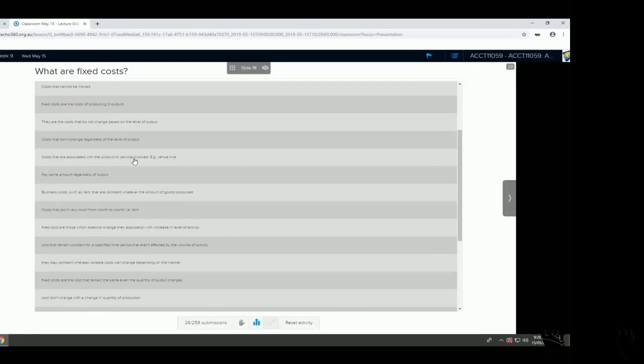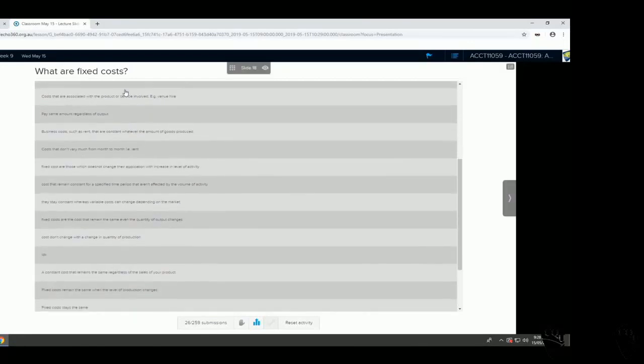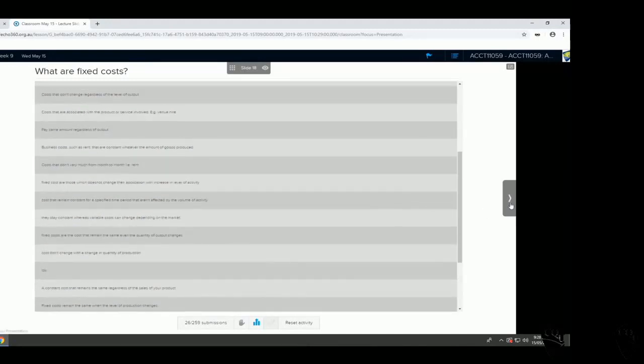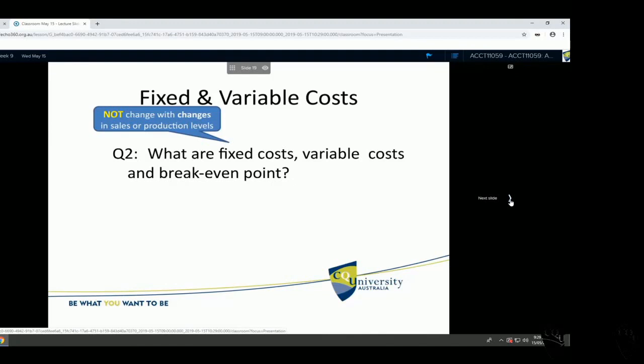Costs that are associated with the product or service involved. There'll be variable and fixed costs involved with products or services. Pay the same amount regardless of output. That's right. So people are getting the idea of that. They don't change with changes in sales or production levels. It's always within a range. That's what fixed costs are.